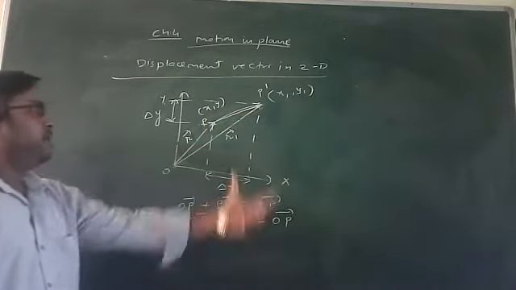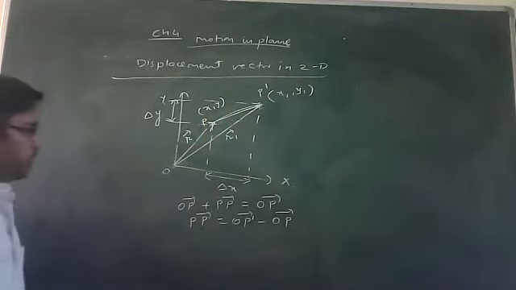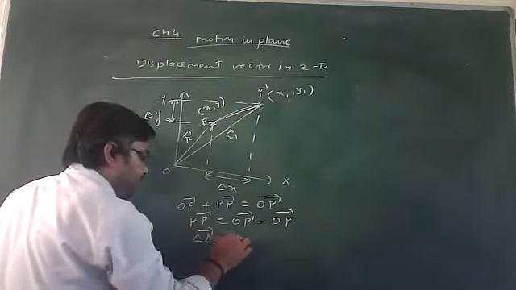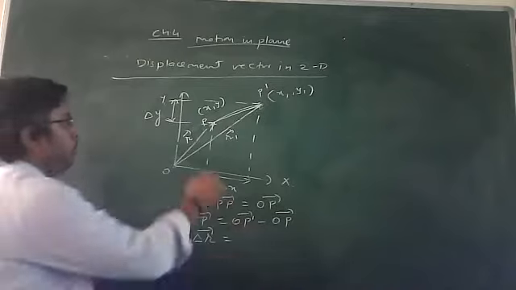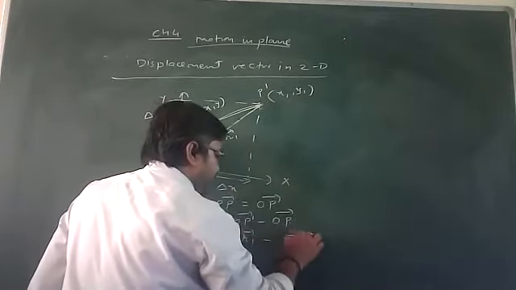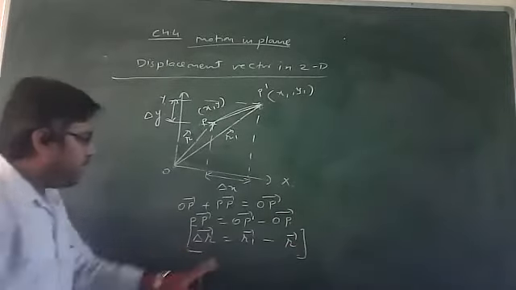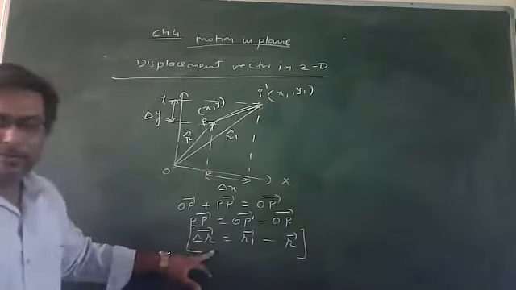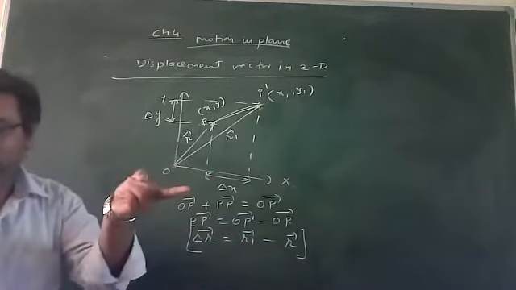What is the displacement vector? Let's suppose I am giving a name to this value: delta r vector. What is OP dash vector? It is r1 vector. What is OP vector? It is r vector. What is the displacement vector here? r1 vector minus r vector. That will give you delta r vector. Delta r vector is here actually the displacement.